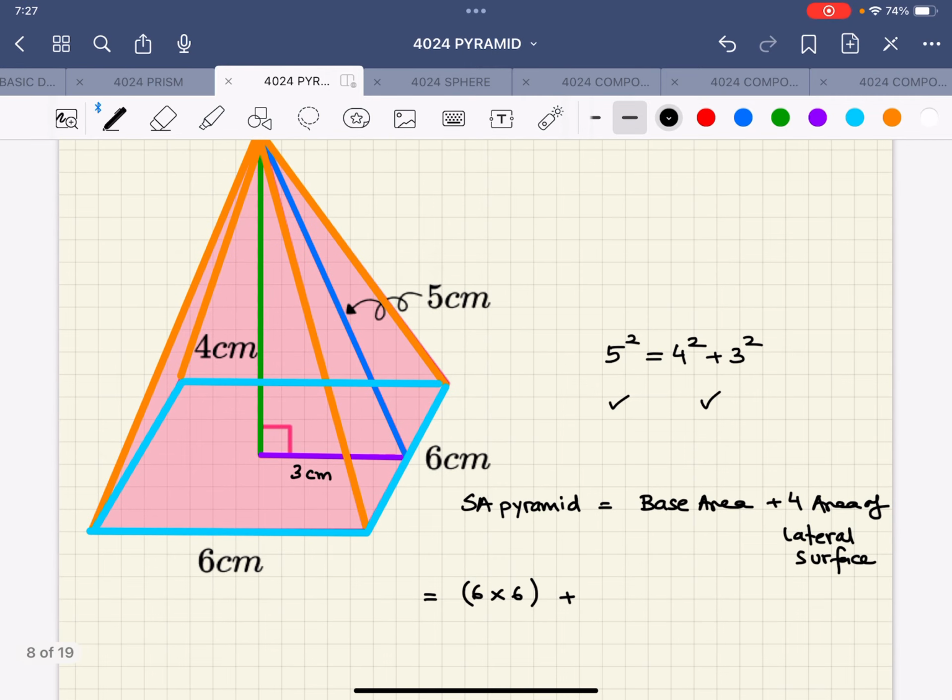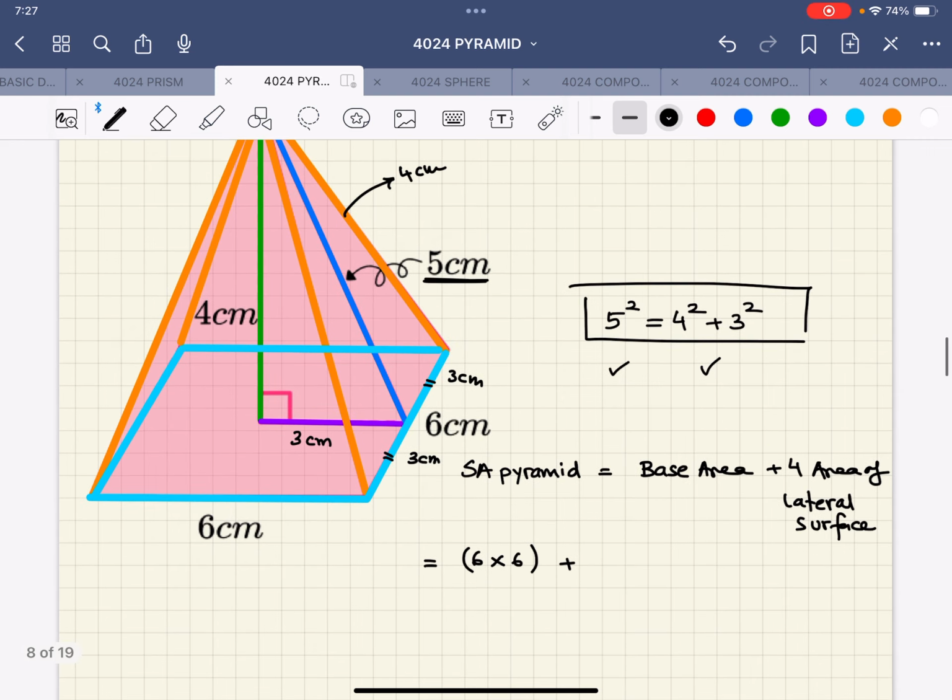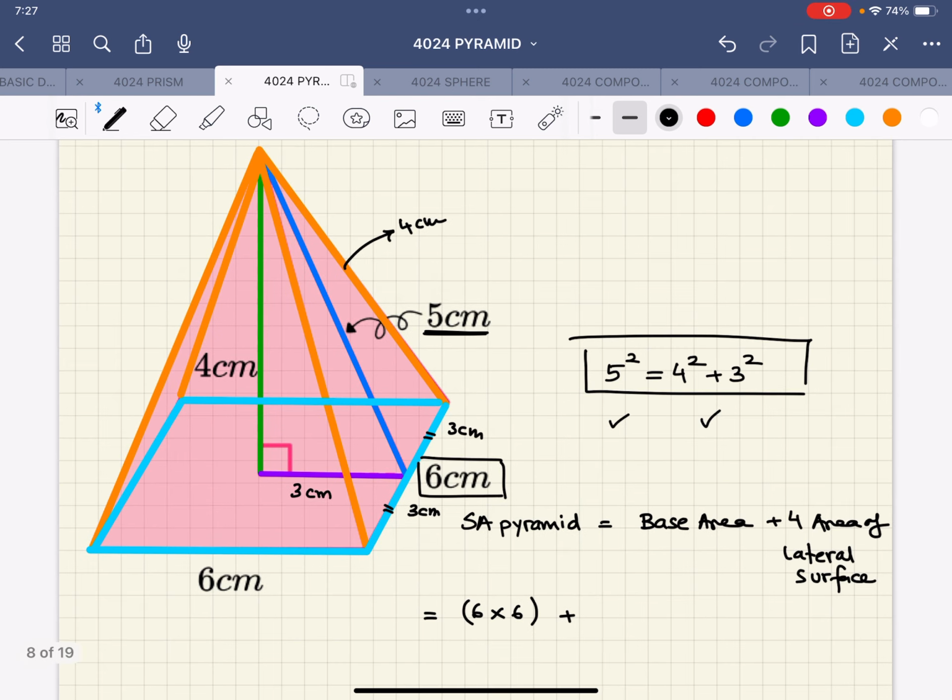Now, how can I calculate that? I can calculate that because if this is 5 centimeter and this is 6 centimeter, it will be divided into 3 centimeter and 3 centimeter. Therefore, this orange line, this is also 4 centimeter. So the orange line over here, this is also 4 centimeter according to the same Pythagoras theorem. So therefore, the base is 6 and this thing is 5. Actually, I don't need the 4.